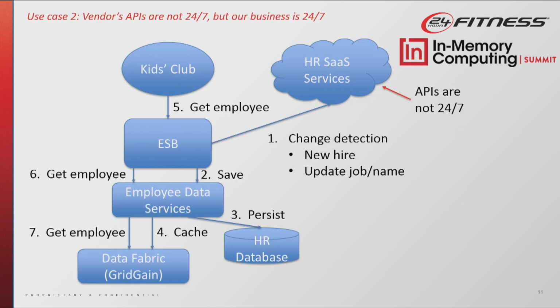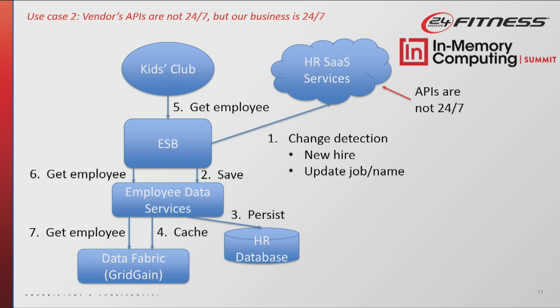The SaaS system's APIs were not 24/7. It's not to say they were down a lot, it's just that contractually, they were allowed to be down as much as 2 hours per night. We're a 24/7 business with 400 plus clubs operating 24/7. That did not work for us. So to mitigate that, we implemented this data flow where we still treat the HR system as our system of record for employees. We detect new hires, name changes, new jobs, terminations.